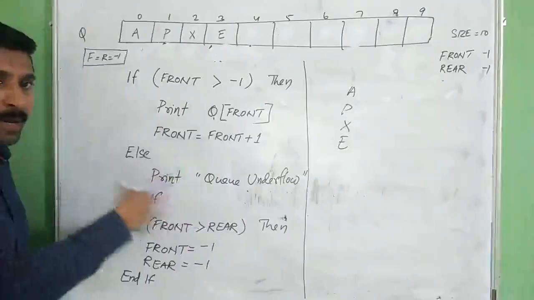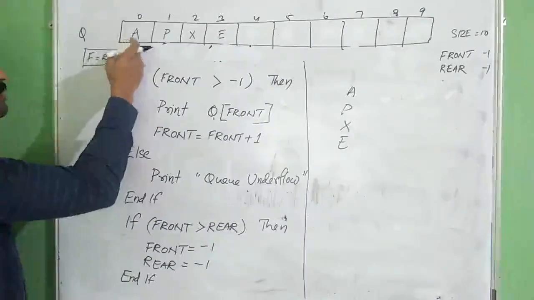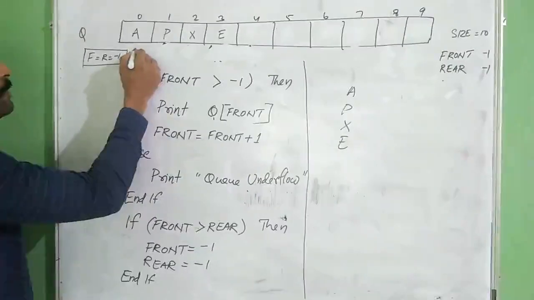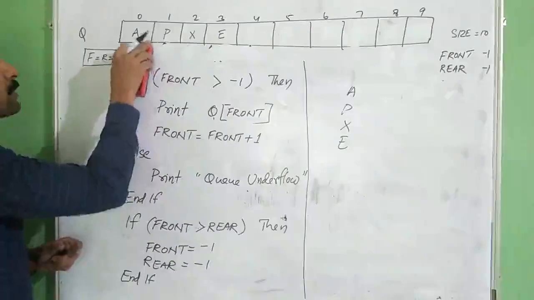Now suppose we are going to add a new item. What happens? It checks whether it is empty or not. Yes, it is empty, so with the new item, front and rear will be here. Front, rear will be here. So this item will be added.